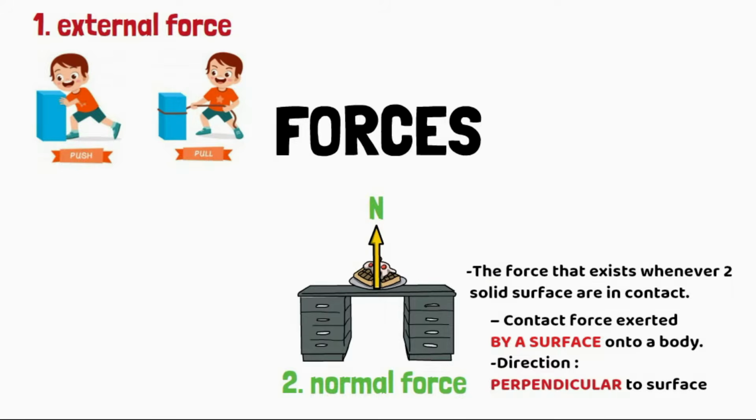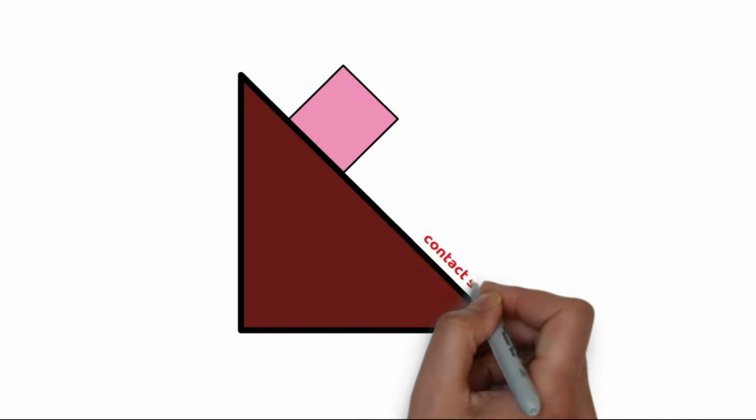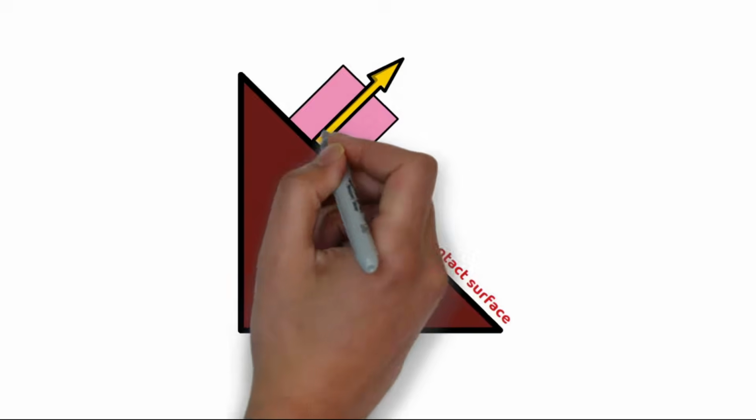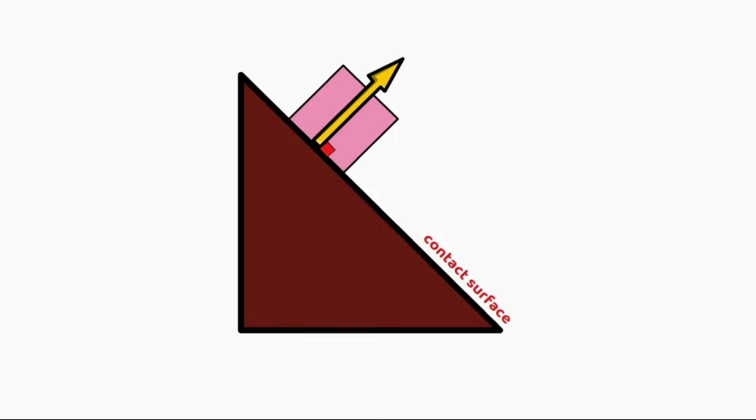Bagaimana pula dengan objek yang berada on the inclined surface? So sekarang kita label dulu contact surface kita between the inclined plane and the object. Alright, so the normal force should be 90 degrees to the contact surface. Remember? And the direction as shown in the figure.